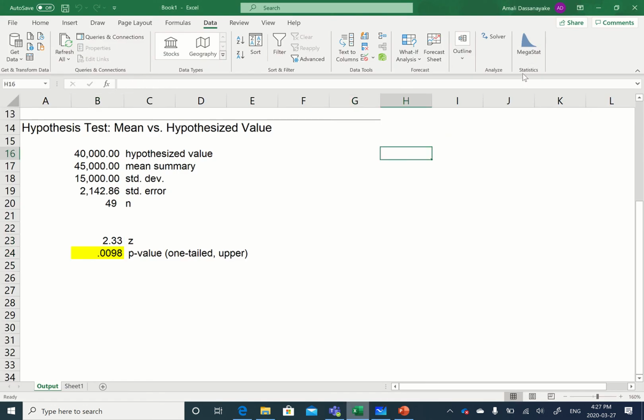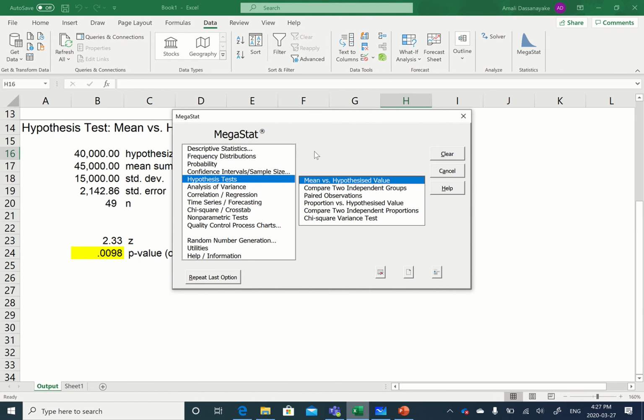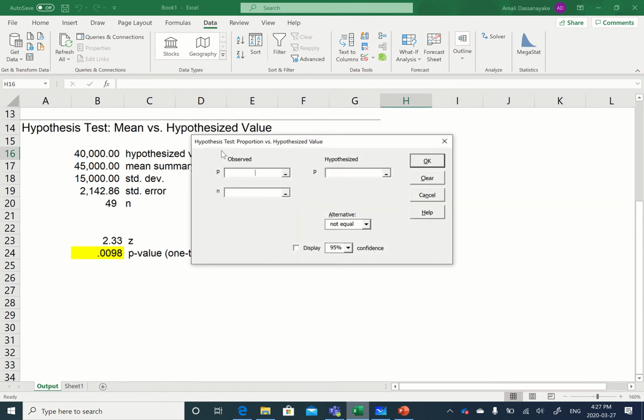you don't need to type anything in the worksheet. You just directly go into MegaStat hypothesis test. Now you're comparing your population proportion to a hypothetical value, 40% to be precise in this case, right? So you go to proportion versus hypothesized value. You have two sides, observed size, that means your sample, hypothesized size, that means your hypothetical value. So you can do it this way, 74 out of 200 and hypothesized proportion is 0.4.